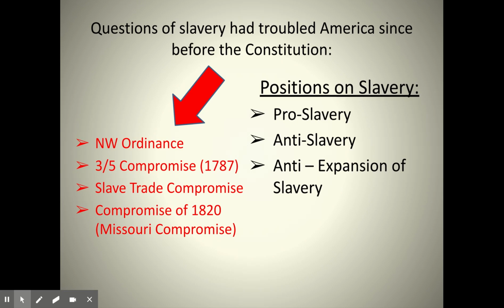So you had three key positions on slavery. You had pro-slavery, anti-slavery, and then people who did not want it to expand, so it could remain in the places and the territories where it currently was. They did not want it to expand.